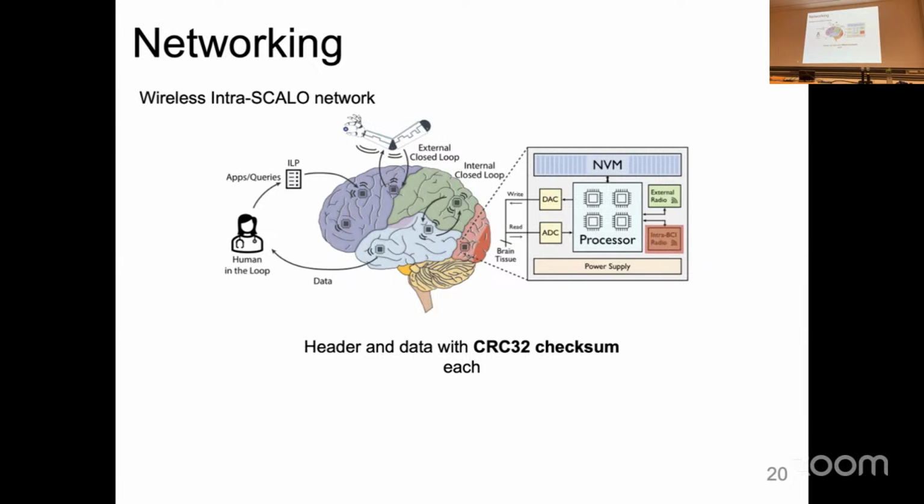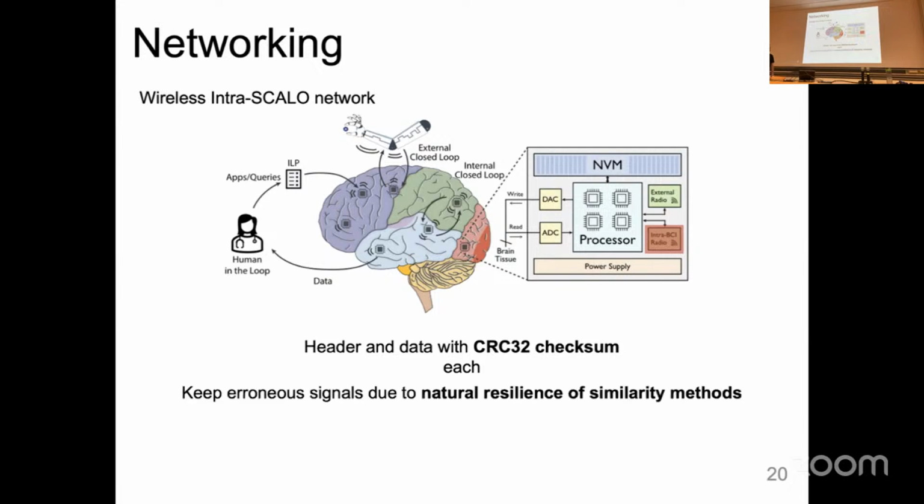The packets have header and data, both augmented with checksums. And this is an important point. We keep erroneous signals. We either transmit signals or hashes, and if it's a signal and the checksum isn't valid, we still keep it because these signal similarity methods are naturally resilient to a few errors. I will talk a bit more about that later.